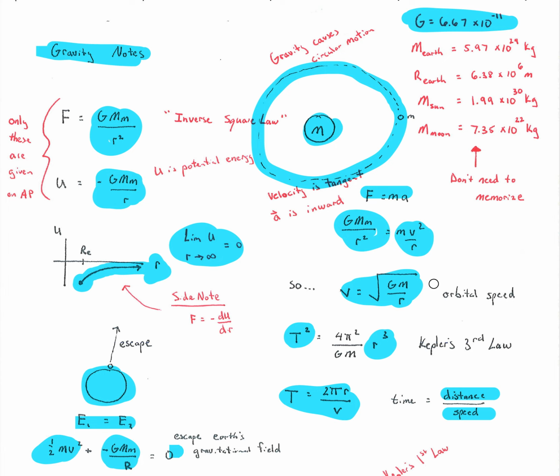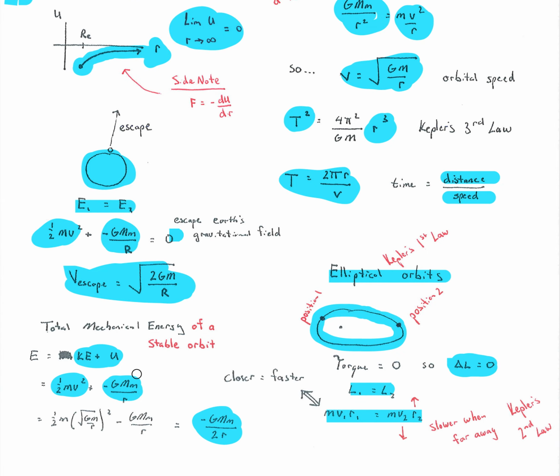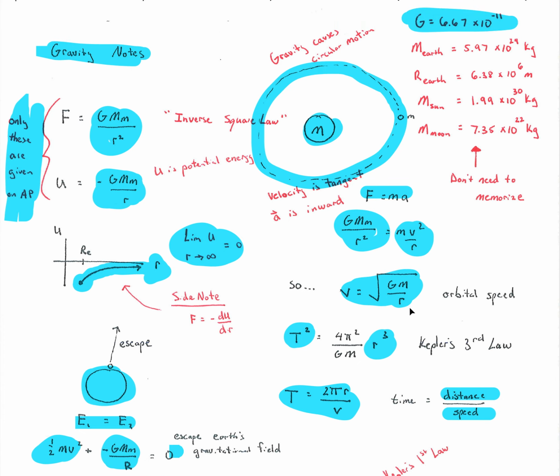So please put some of these in memory. Just as a note, these two right here are the only two that are actually on the AP. All these other ones, orbital velocity, escape velocity, total mechanical energy, conservation of angular momentum, those are not given at all. Those are things you'd have to either derive on a free response question or just know instantly on a multiple choice.